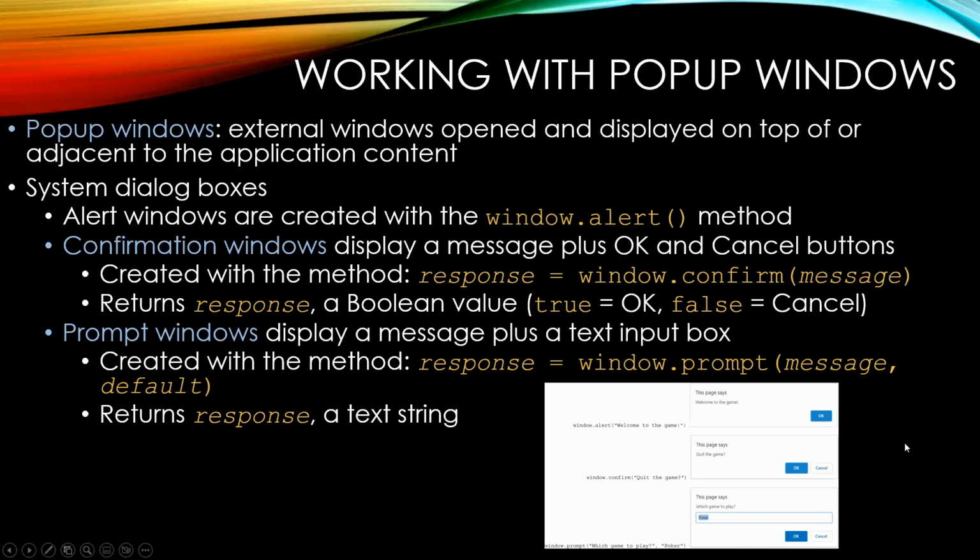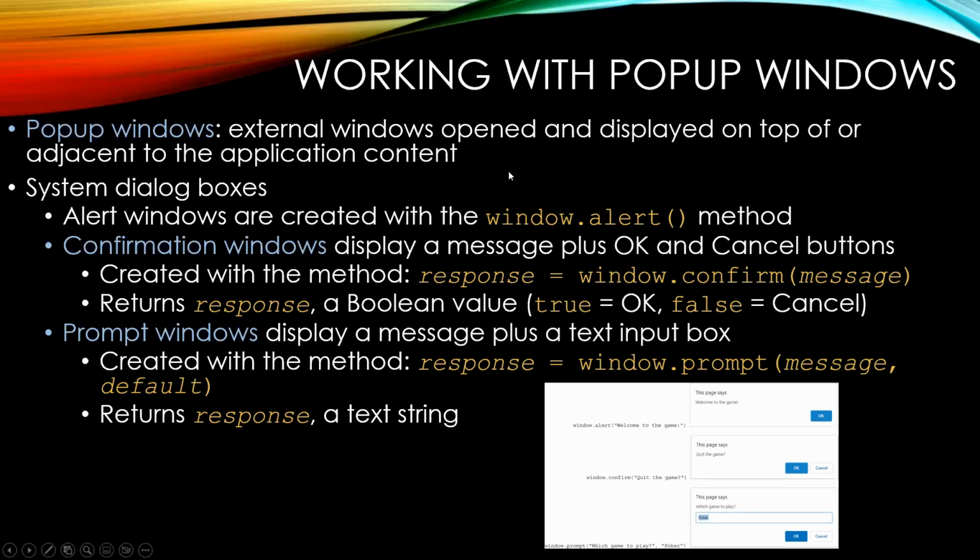A pop-up window is an external window that is open and displayed to your user, and it usually appears on top of anything that you have already running. A system dialog box is a specific type of pop-up window. Typically, it's an alert window, and we can use the window.alert method.